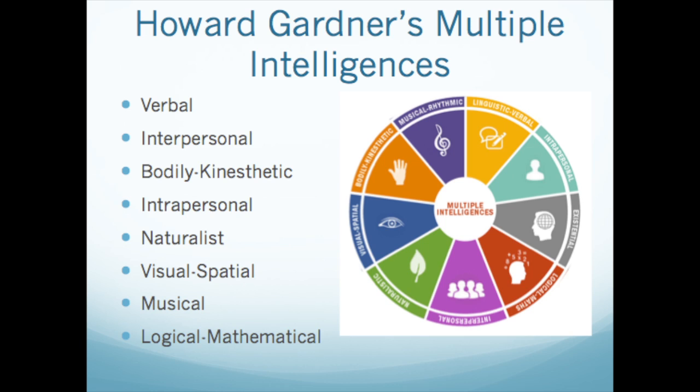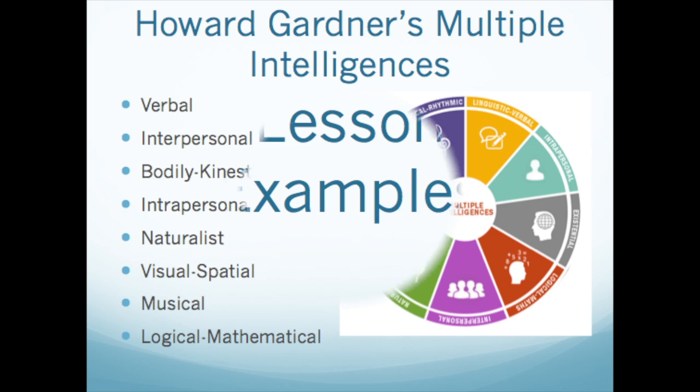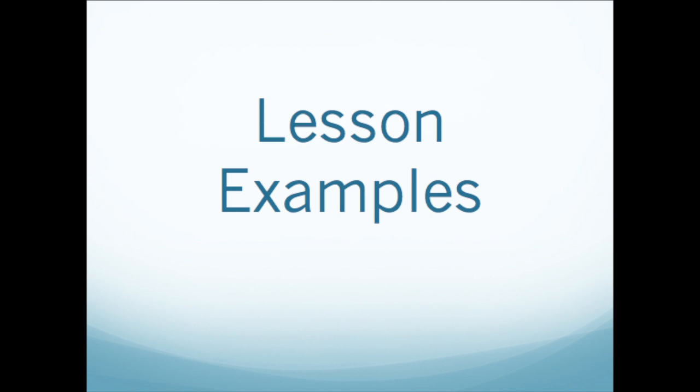Throughout my unit plan, all 8 of Howard Gardner's multiple intelligences will be addressed, including verbal, interpersonal, bodily kinesthetic, intrapersonal, naturalist, visual spatial, musical, and logical mathematical. It is important that lessons are created in order to reach all students and their different strengths. Here are some examples of activities that are in my unit plan to address all 8 of the multiple intelligences.